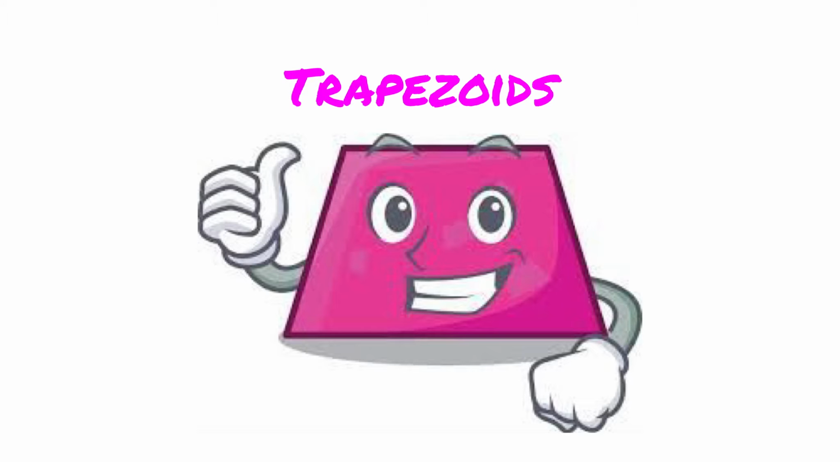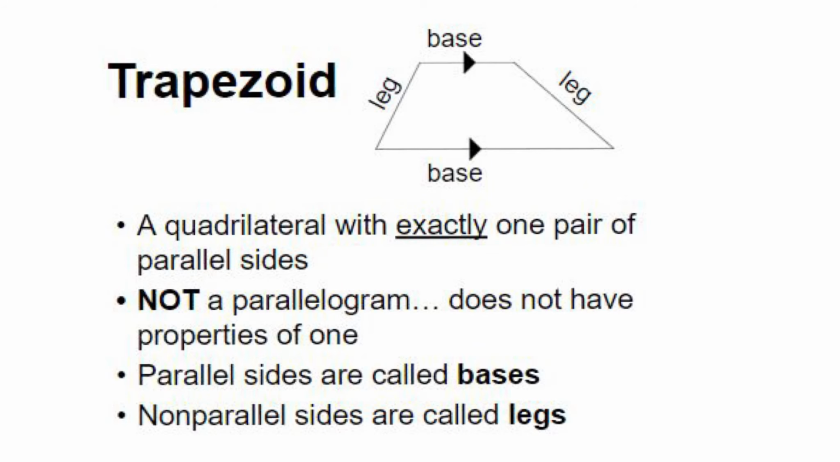All right, today we're going to continue our work on quadrilaterals. Yesterday we talked about kites. Today we'll be talking about trapezoids. We've got some facts that we need to know about a trapezoid.